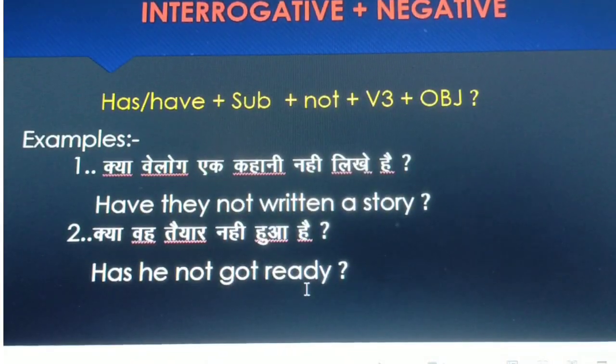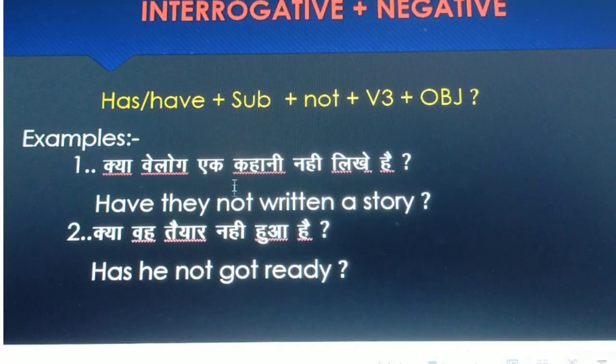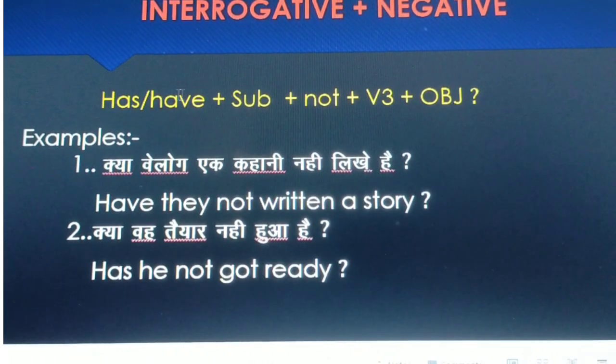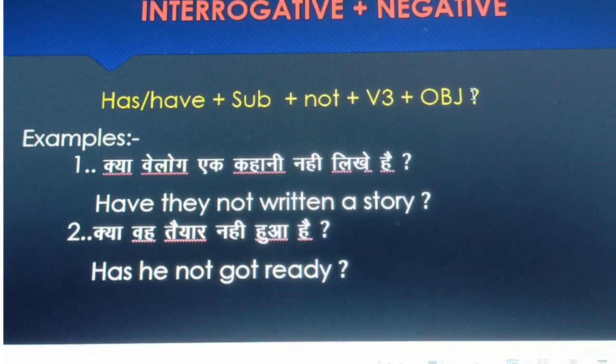Now you can see here guys that if the sentence is both interrogative and in negative, then you have to use first the auxiliary verb, then you have to use the subject, and then you have to use not, and then you have to use the rest, that is verb in the third form and then object. Please do not forget to use question mark. अगर sentence interrogative हो तो question mark का use करना बिल्कुल आपको, you don't have to forget.